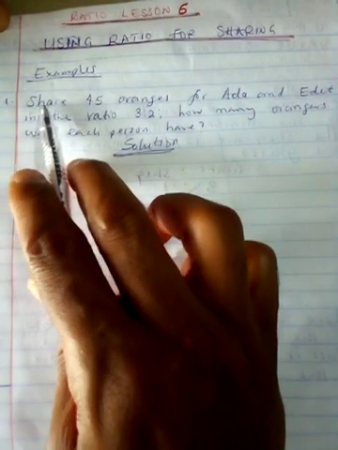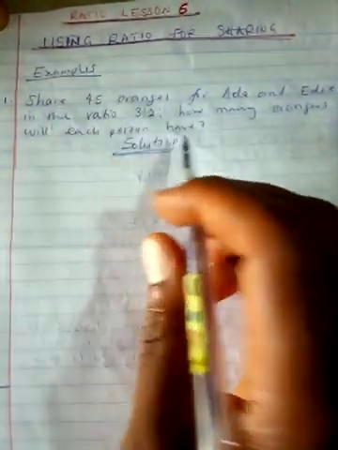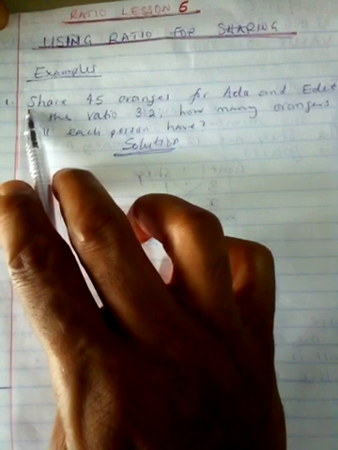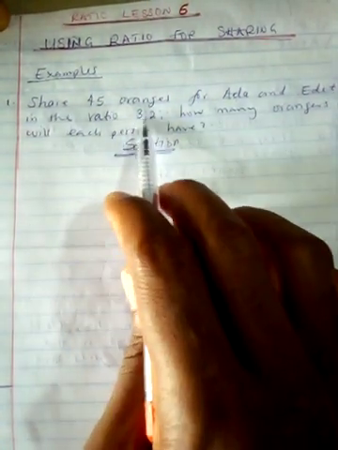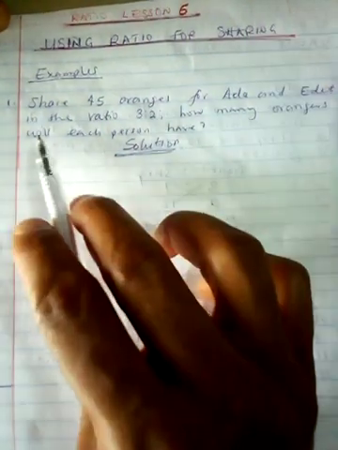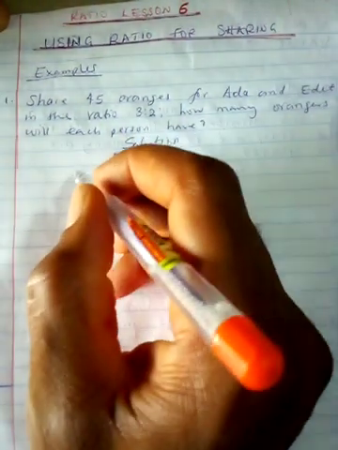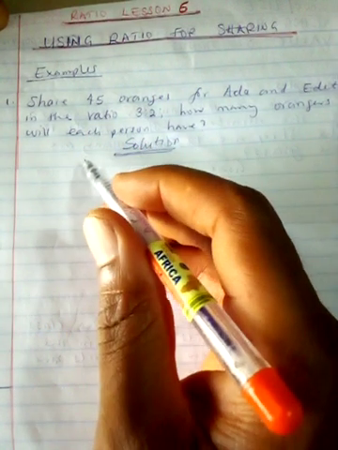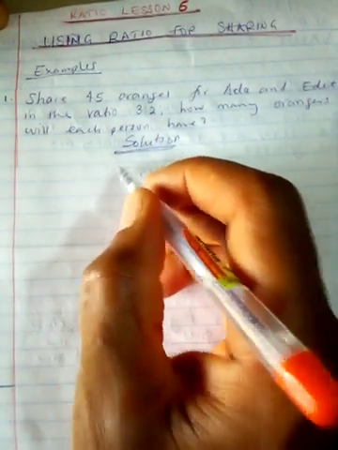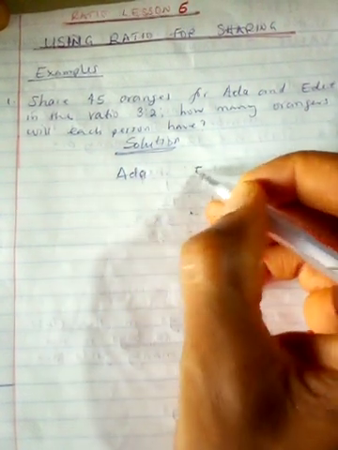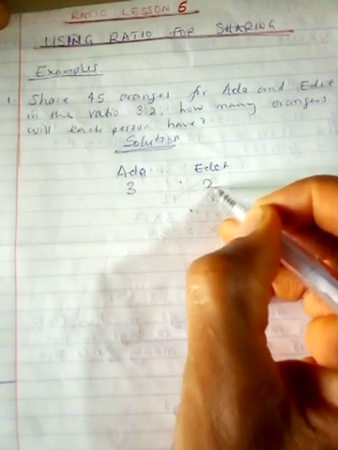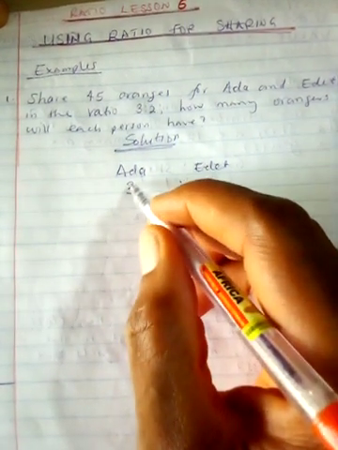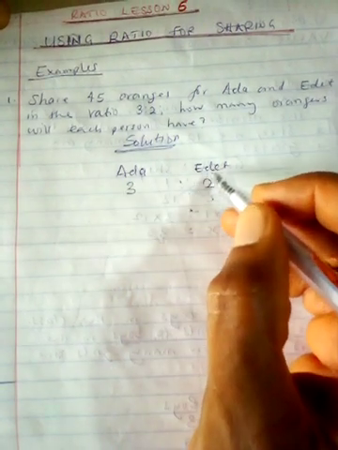I'm going to start by solving the following examples. Number one says: share 45 oranges for Ada and Edet in the ratio 3 to 2. How many oranges will each person have? Here we have the sharers, Ada and Edet, and the ratio they are sharing the oranges in is 3:2. That means Ada will have the higher share and Edet will have the smaller share.